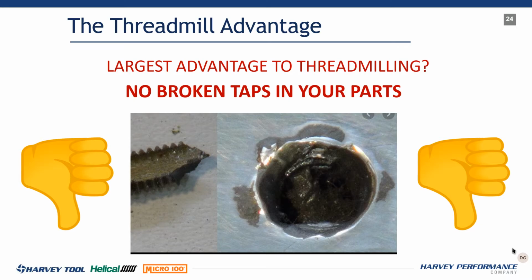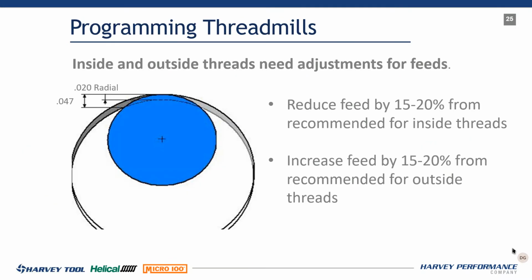You really want to look at a thread mill over a tap to eliminate these issues, and it's huge because if you break a thread mill off in a hole, guess what? You put a new one in. You pick right up on the thread. You touch off on Z. You're good to go, and you're making threads again. So this is really critical and a big positive here.